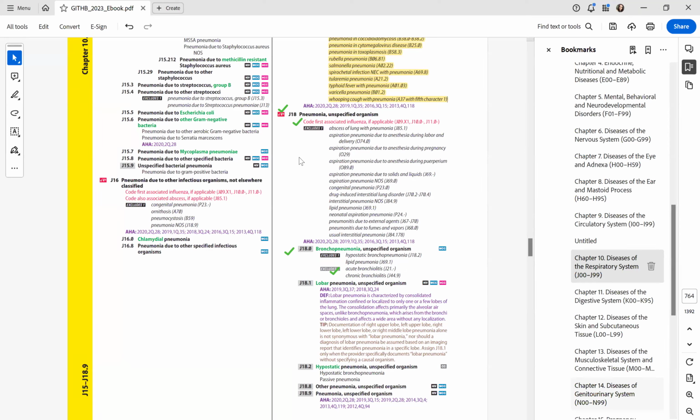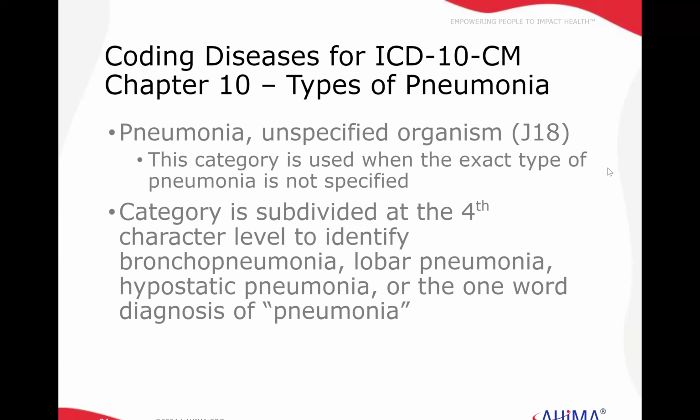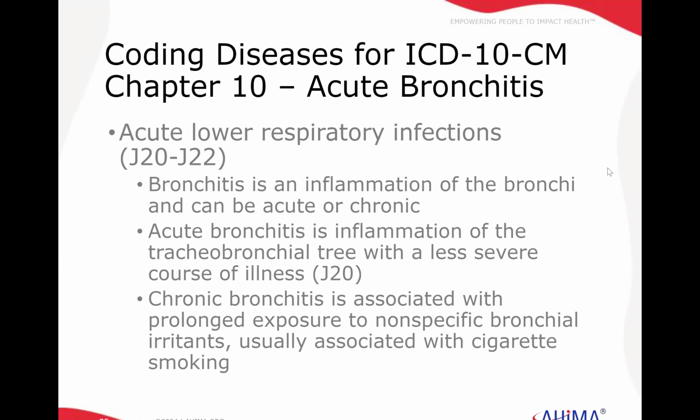So important things to remember about this code category. This is unspecified, number 1. Number 2, you're going to need 4 characters. So it's got to be one of these. And acute lower respiratory infections are the J20 through J22 code categories. Bronchitis is an example of this.